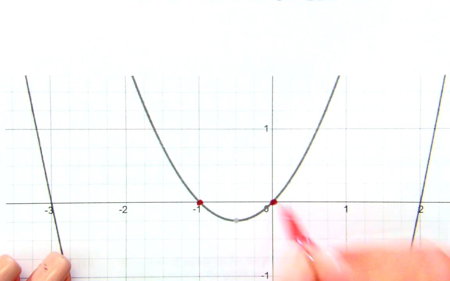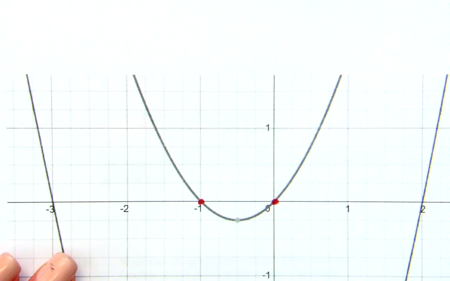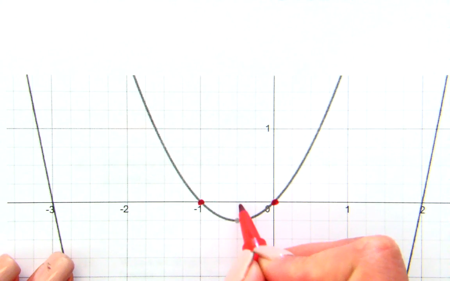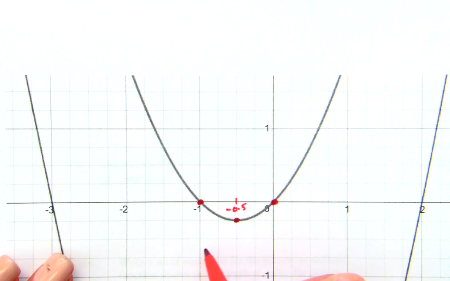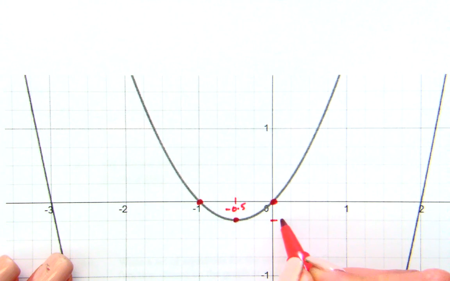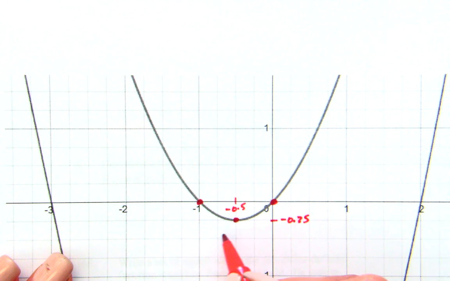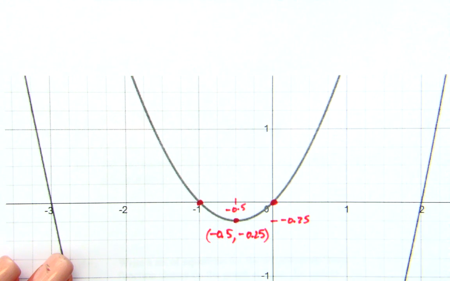You have 0 for the other x-intercept. So if you graphed it the long way, those are the two values you should get for x. And then halfway in the middle is going to be -0.5 again. And then if you plug -0.5 into the equation, you should get -0.25. Okay, so you should get -0.5, comma -0.25 if you plugged it back in. So your vertex is there.